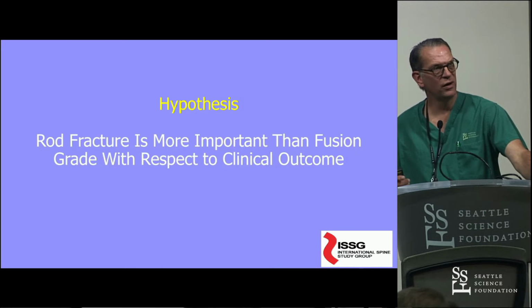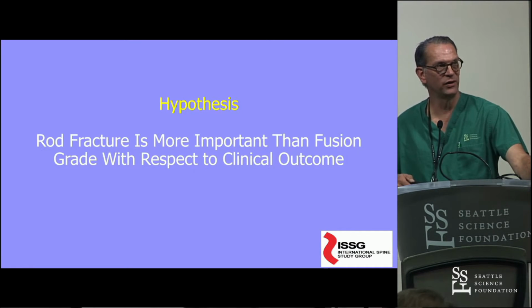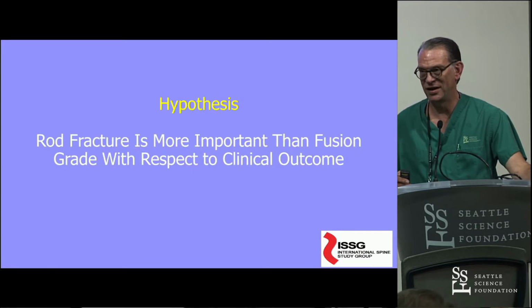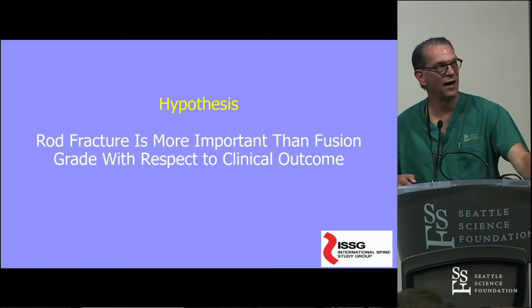And we tried to apply some data to that, again, with a hypothesis that rod fracture is more important to clinical outcome than fusion grade is. So we can look at these radiographically, we can hope and believe that we've got a solid fusion, but we really don't know that. And conversely, when we see rod fracture, that's going to be more of an indicator of how the patient is doing clinically. And I think we can appreciate that. Let's say we have solid rods without a solid fusion, that patient can still be relatively asymptomatic because the mobility of the spine is limited as long as the rods remain intact.